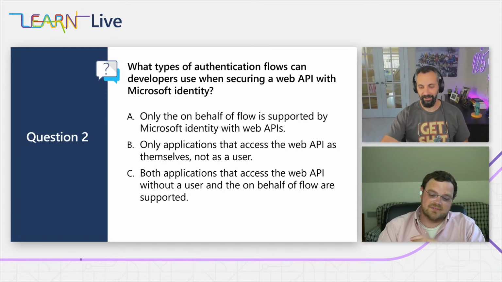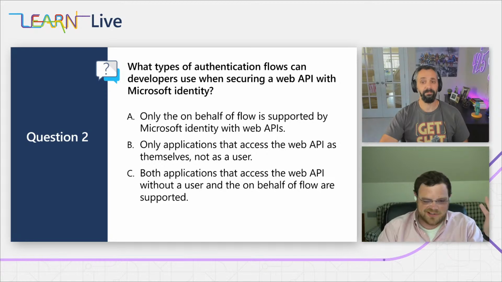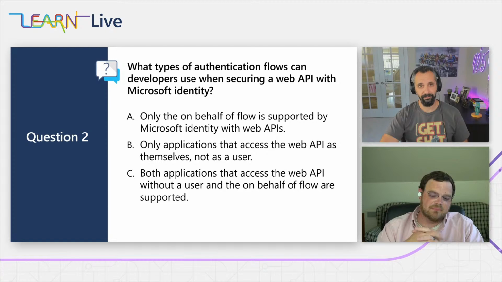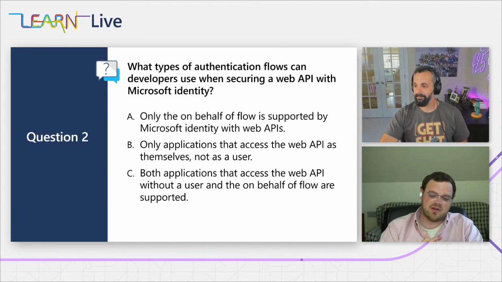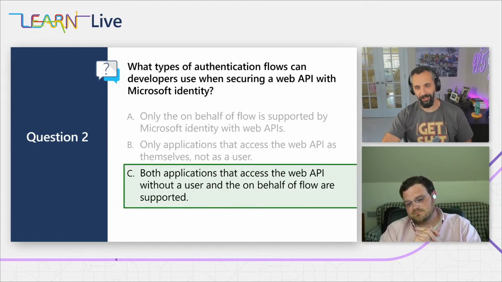So what do you think is the right answer here? Well, on-behalf-of flow is absolutely supported, but it's not the only thing that's supported. So it's not A. Applications can access web APIs themselves, but not a user. We know that, and obviously we all access APIs every day as users. So I've got to go with C here. Ding, ding, ding, ding, ding. You get to keep your job today.